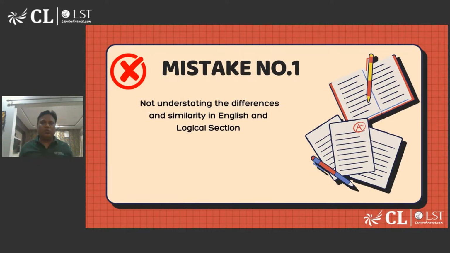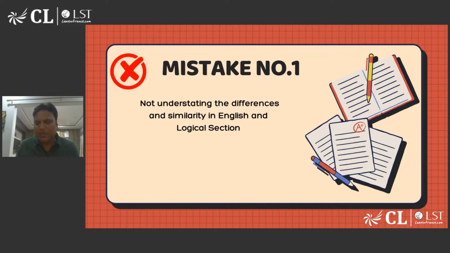Now let us get down to our mistakes. So this is mistake number 1 that we commit. What not to do for logical reasoning? The biggest mistake is that students confuse themselves between the English and logical reasoning sections, not understanding what are the differences and what are the similarities in these 2 sections.